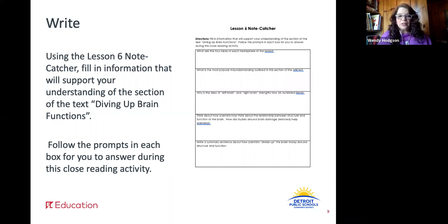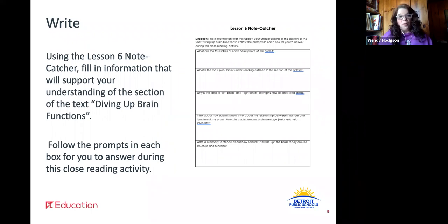You can cite evidence from the article itself. The first question starts with, what are the 4 lobes of each hemisphere of the brain? So that's going to take some note-taking skills. Then it will ask you, what is the most popular misunderstanding outlined in this section of the article? So find that misunderstanding and retell it. It asks you, why is the idea of left brain and right brain now an outdated idea?